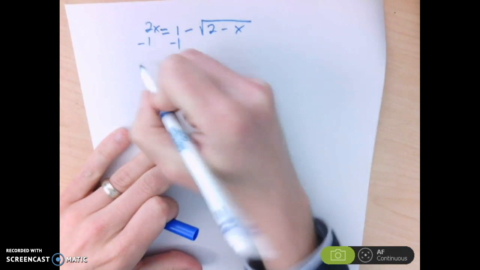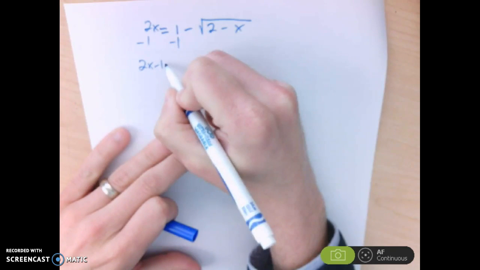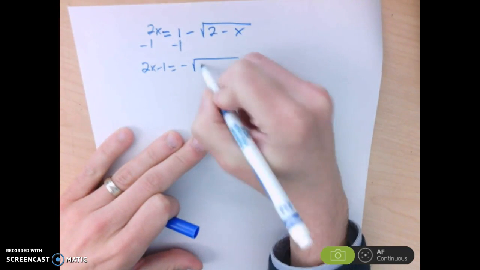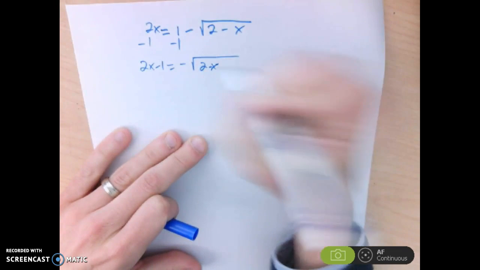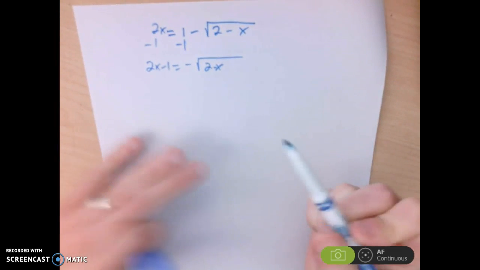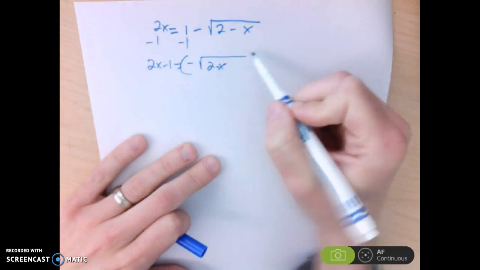Minus 1, minus 1. So I get 2x minus 1 equals negative the square root of 2 minus x. Okay, and now I have the square root, right? So I need to get rid of that. So let's square both sides.